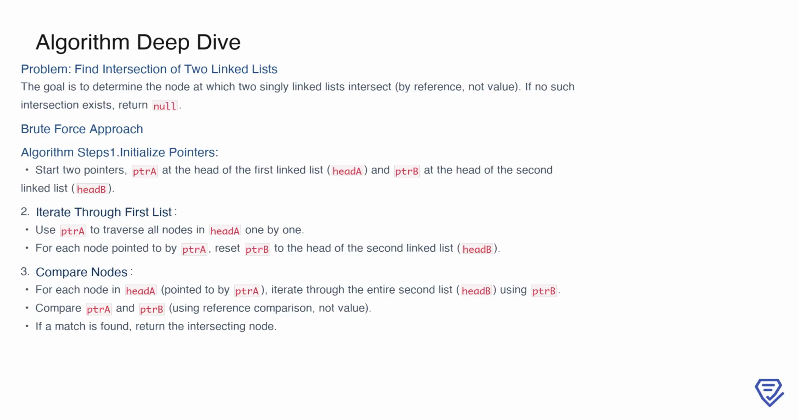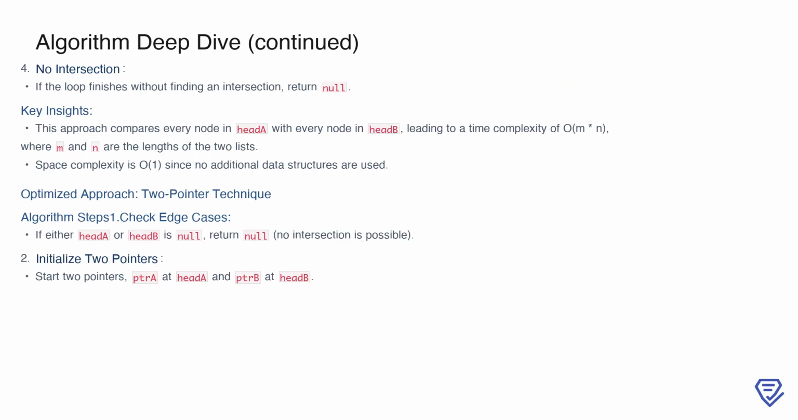During this traversal, we compare the nodes PtrA and PtrB by their references. If we find a match, meaning the references are the same, we return that node as the intersection point. If the entire traversal completes without finding a matching node, we return null, indicating that the two lists do not intersect. The brute force approach is straightforward but inefficient.